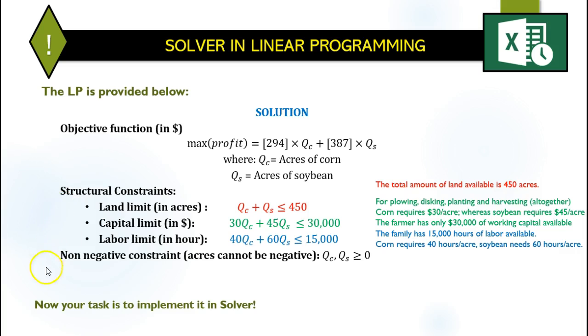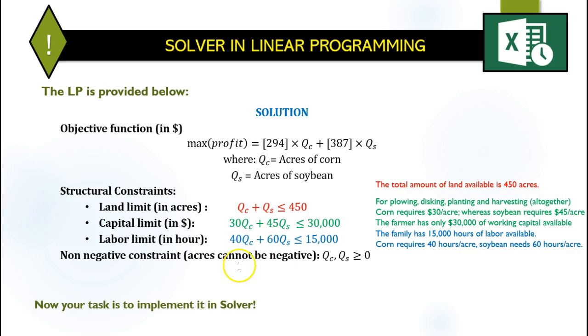Now let's proceed with the structural constraints. From the problem, the total amount of land is 450. This means that the quantity of acres planted for corn and soybeans must not exceed 450. In terms of capital, the total working capital was $30,000. Corn requires, in terms of capital, $30 per acre, whereas soybeans requires $45 per acre.